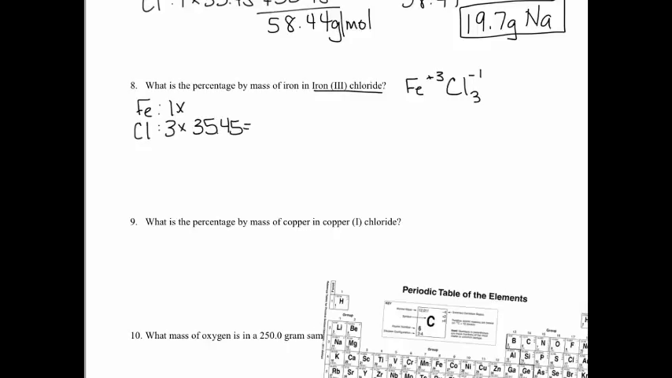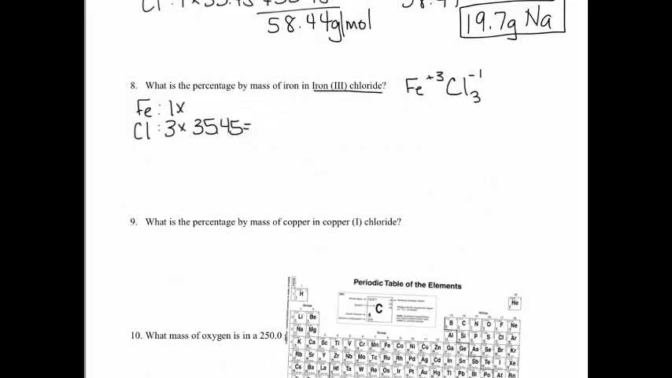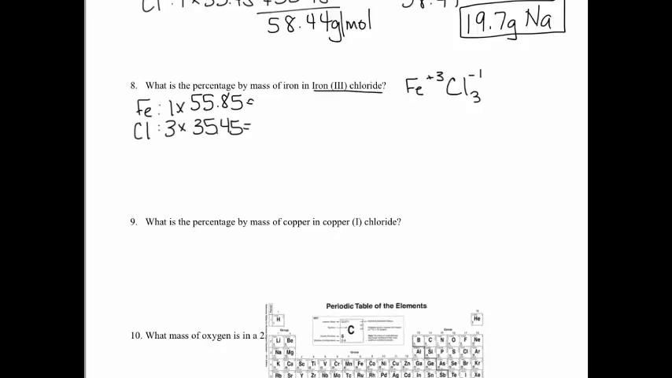And I need to look up iron. I think it's 58.85. 55.85. And then we do the math, 55.85 and 106.35, and then just add the two up. And we get for our GFM 162.2 grams per mole. So that's going to be our mass of the whole.